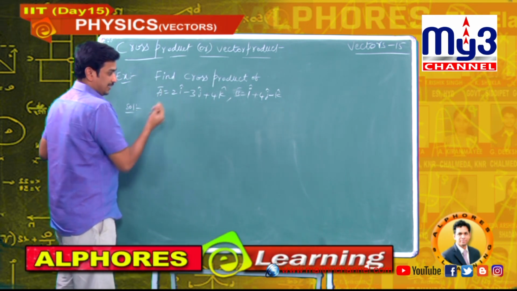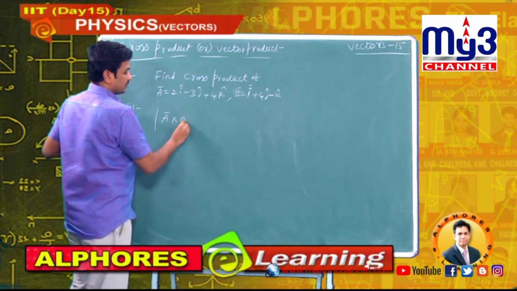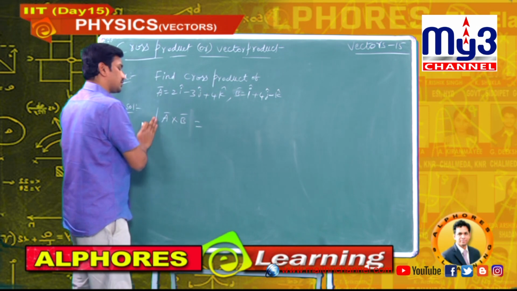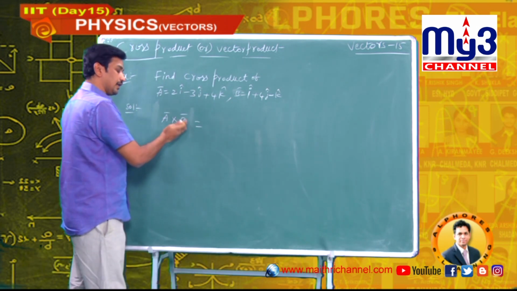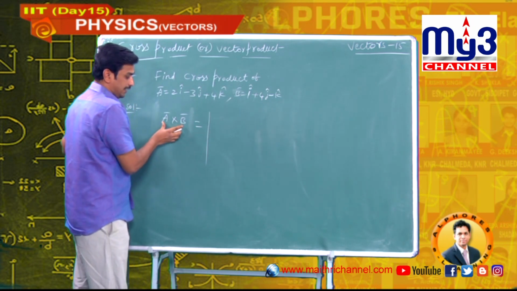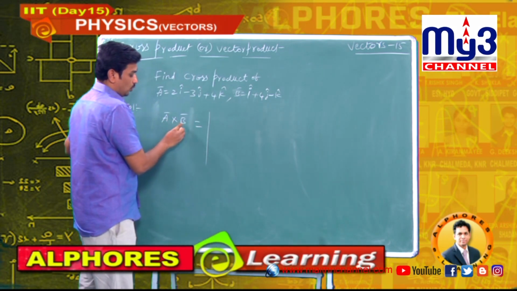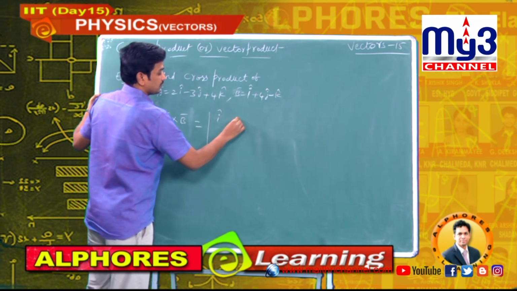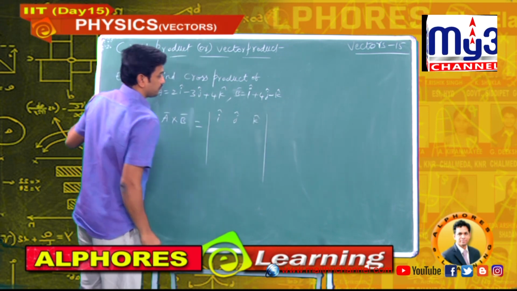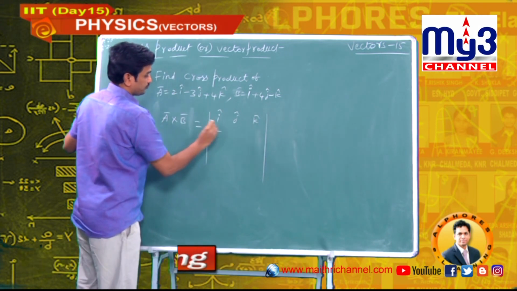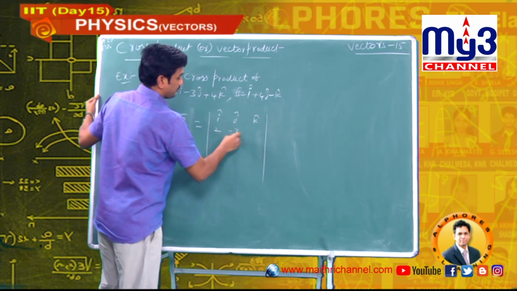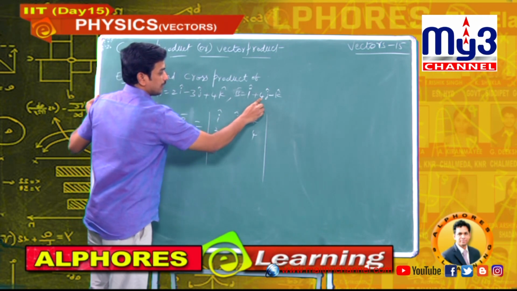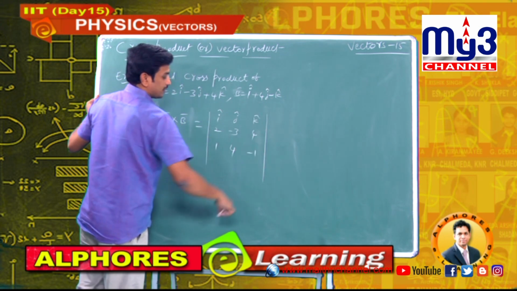We already did it, but once again, just for practice: a bar cross b bar, not the magnitude, just a cross b. Later we can calculate the magnitude also. How to find a cross b? A cross b is always perpendicular to a bar and b bar. Now i cap, j cap, k cap. The coefficients of a bar are 2, minus 3, 4, and of b bar are 1, 4, minus 1.